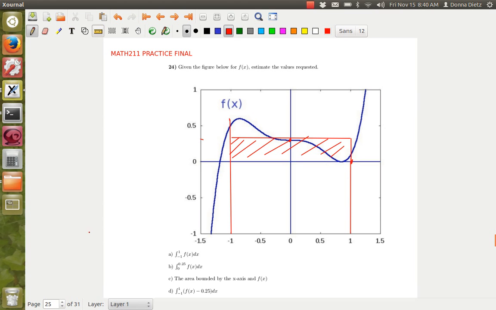And that's roughly at 0.25. So 0.25 times 2 is just 0.5. And if you want to show all work, f of 0 is approximately equal to the average over -1 to 1. Alright, so now what about the next question?